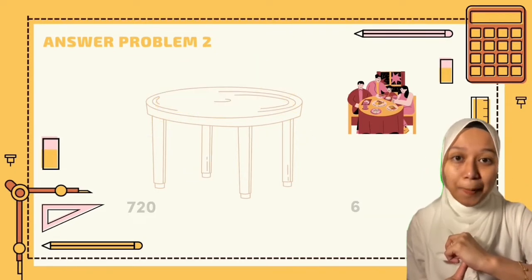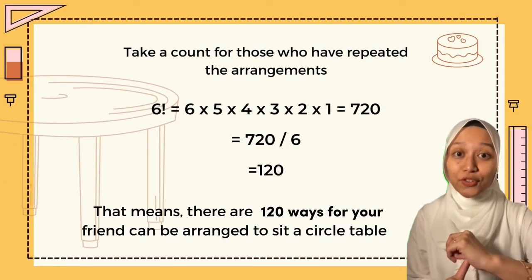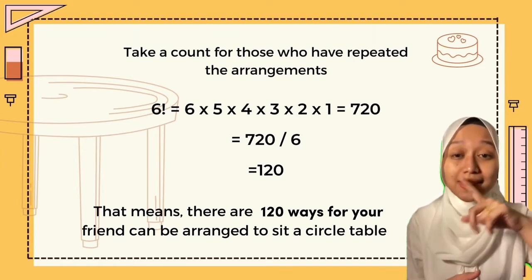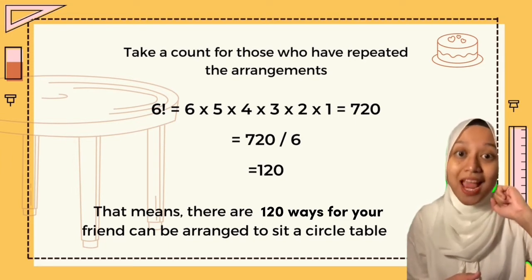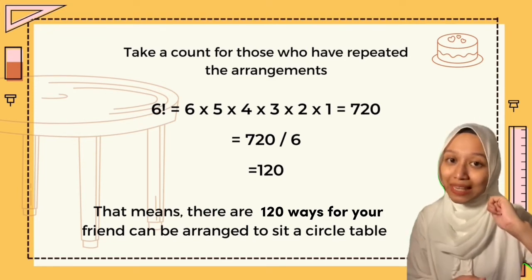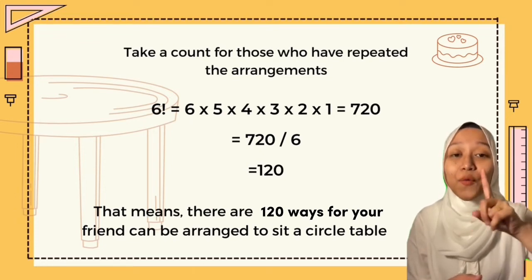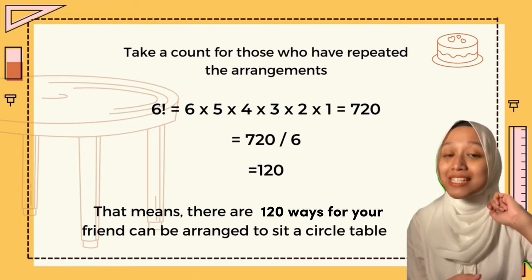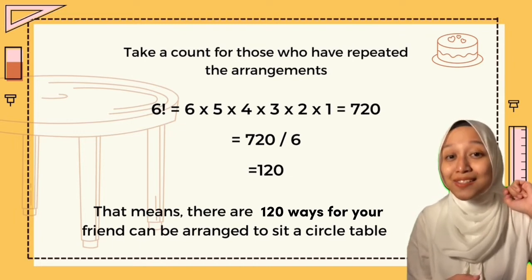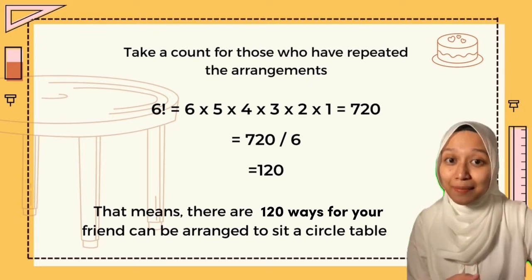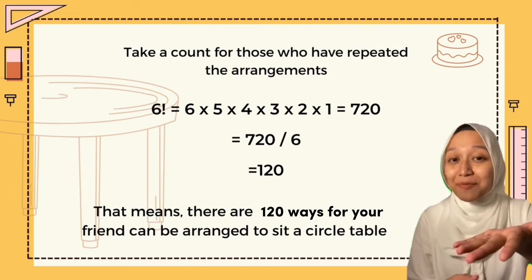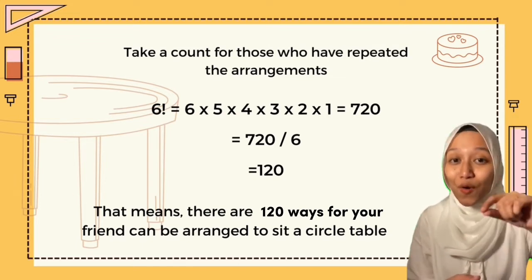Moreover, at a circle table, we have to account for arrangements that are repeated. So from that, you need to take 720 divided by 6 and you will get 120. It means there are 120 ways for your 6 members to be arranged to sit at a circle table, so that all 6 members have 120 arrangements for them to sit on their own chair.